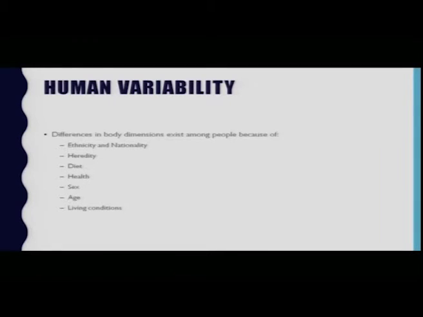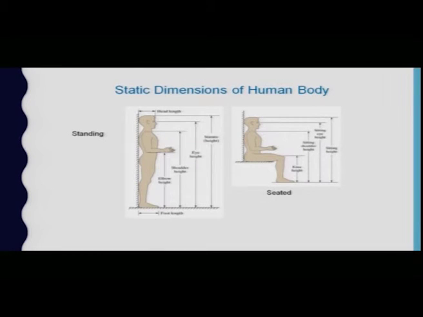Before going to the various posturing conditions, let us have a brief look over the human variability. Differences in the body dimensions exist among people because of ethnicity and nationality, heredity, diet, health, sex, age and living conditions. Now, as shown in this slide, there are two persons. First is in standing condition and the right one is in the seated condition. The possible static dimensions of several anthropometric variables are as follows.